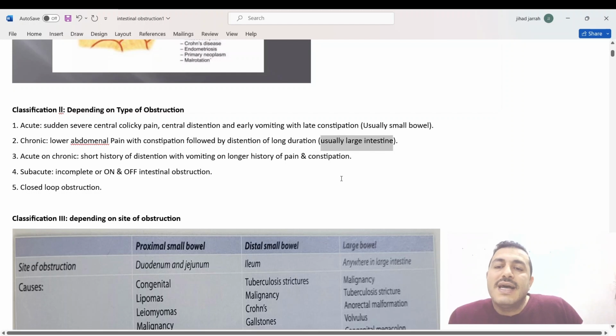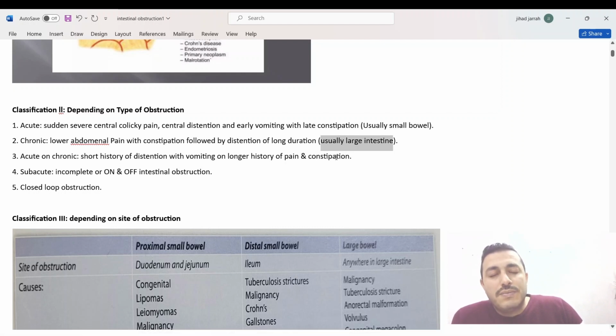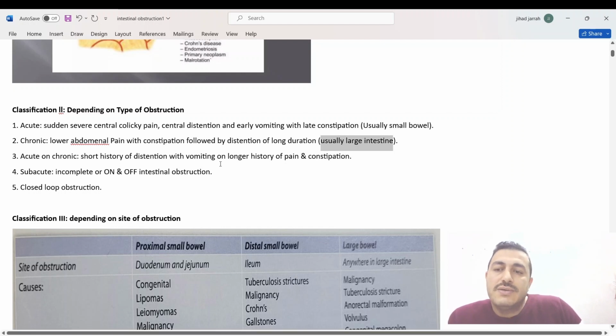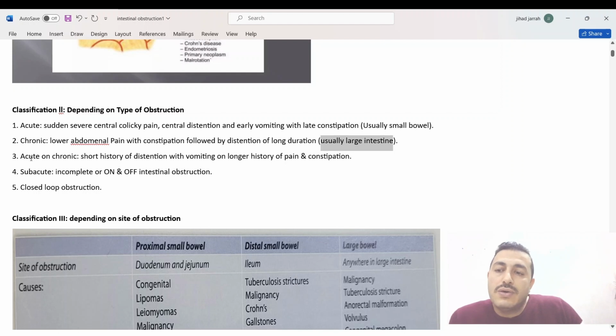Acute on chronic is like a short history of distension and vomiting with a long history of pain and constipation. Sometimes they call it the colonic obstruction or the large bowel obstruction that has developed to, or led to, small bowel obstruction. Some literature says acute on chronic is periodic, non-severe pain for a long time.